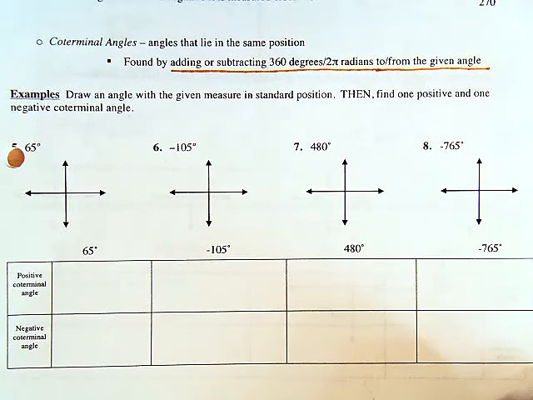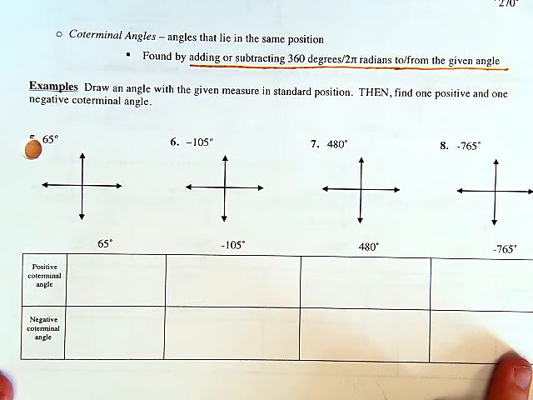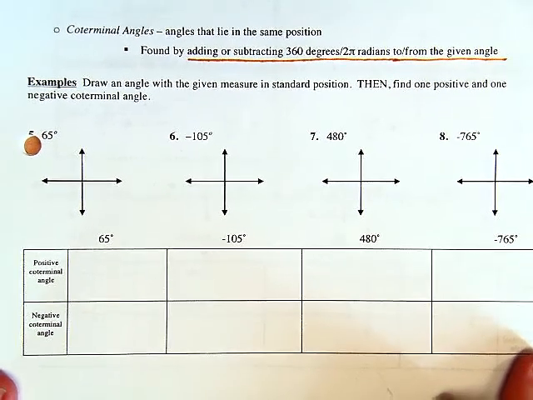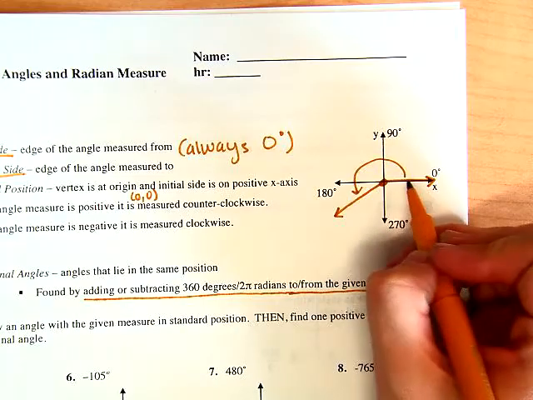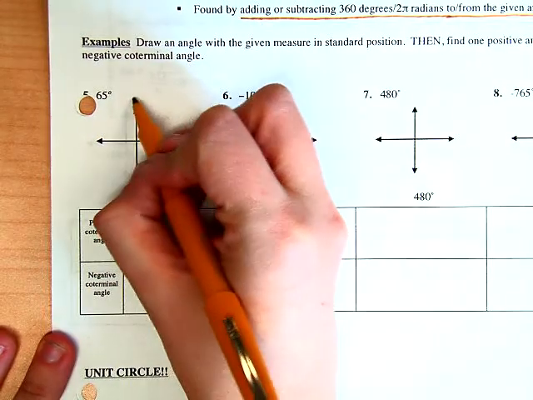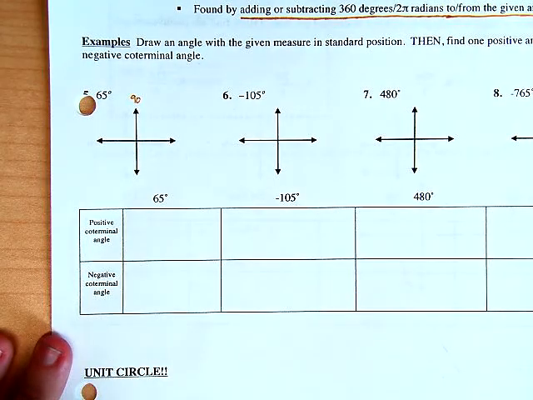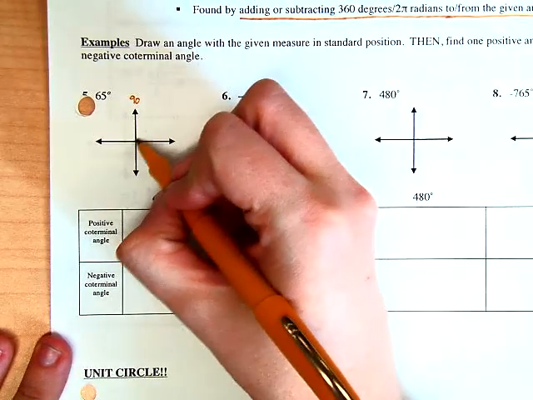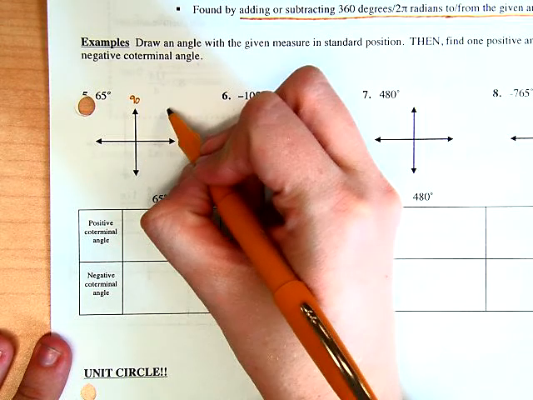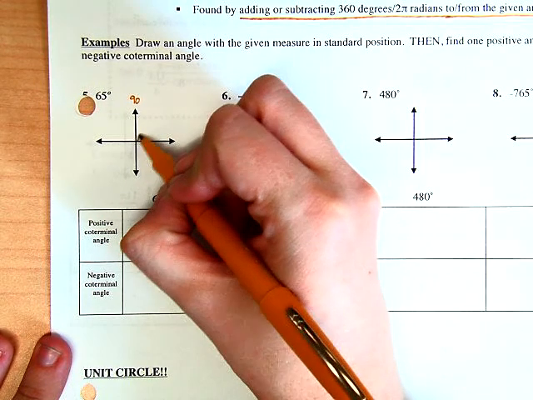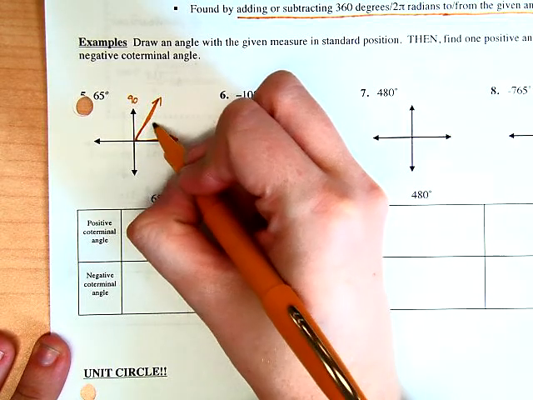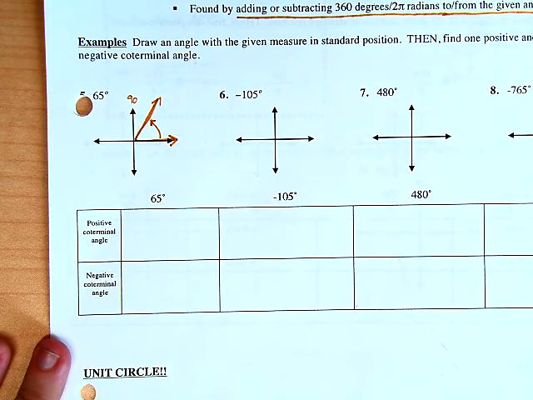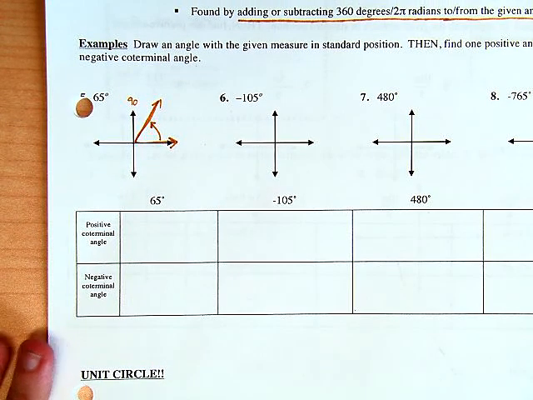Draw an angle with the given measure in standard position. Then find one positive and one negative coterminal angle. So 65 degrees. If you look back up here, straight up and down is 90. So to go from here to here is 90. Well, 65 is less than that. So think about the middle would be about 45. So we're going a little bit more than that. So here we go, and it goes that way. That would be an angle drawn in standard position.